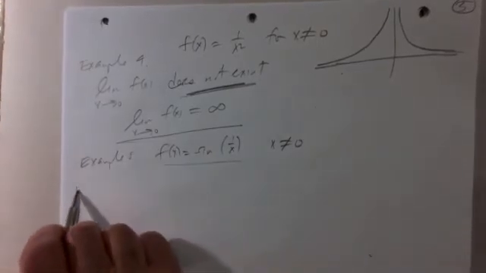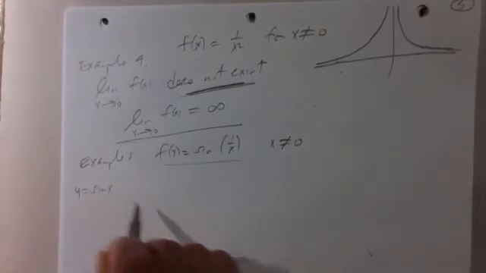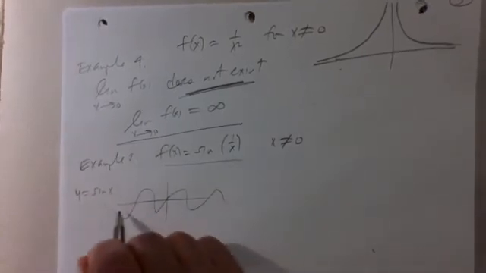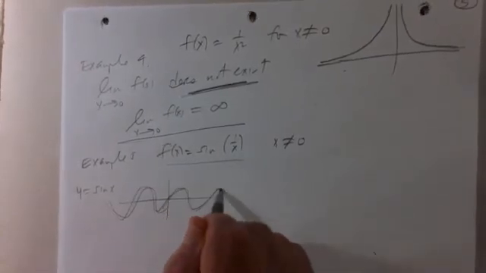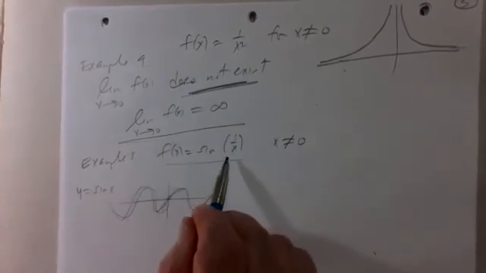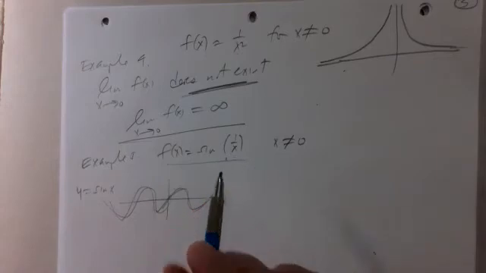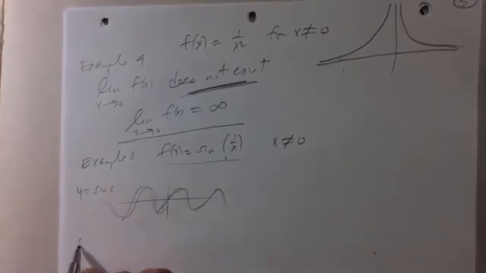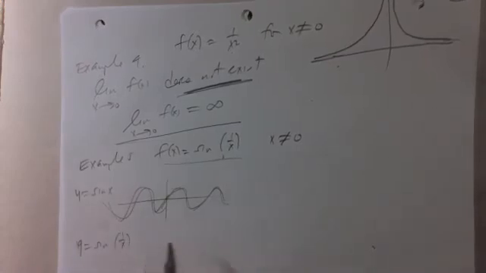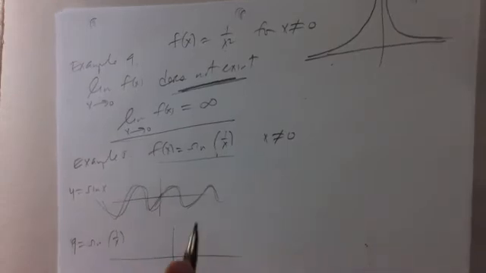You know what the graph of y equals the sine of x looks like. It's this beautiful oscillating function. But this is not the sine of x. This is the sine of 1 over x. What does the graph of y equals the sine of 1 over x look like? Well, this is a little bit more complicated.